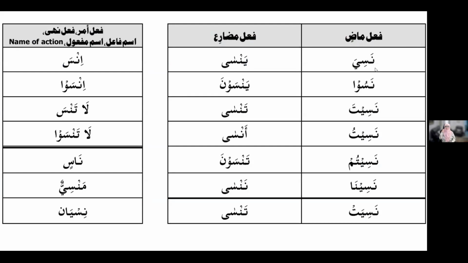So you want to say it? Nasiya. Say fa'al madi. One of you say it. Nasiya, nasu, nasita, nasitu, nasitum, nasina, nasiyat. Yansa, yansawna, tansa, ansa, tansawna, nansa, tansa.